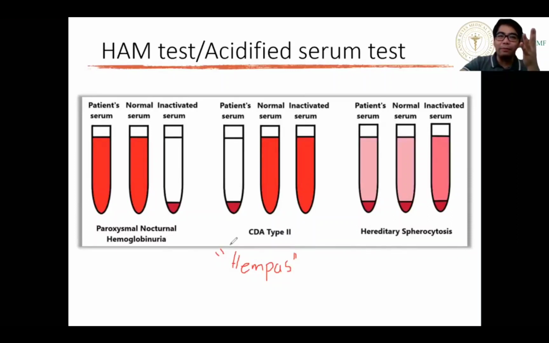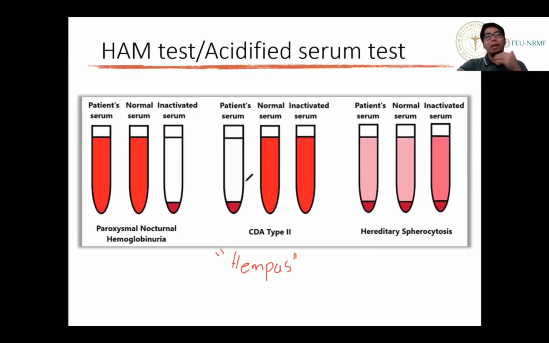So between the three different types of CDA, sino ang HEMPAS doon or ano yung tinatawag na HEMPAS? So that will be type 2 because it causes a positive acidified serum test. No, it gives a positive. So what is again a positive result? Hemolysis, but it gives a different hemolytic pattern compared to paroxysmal nocturnal. So in paroxysmal nocturnal, no hemolysis on inactivated serum.